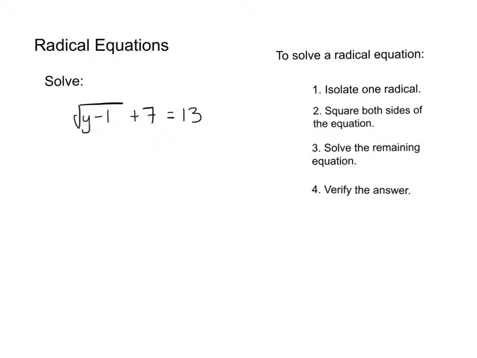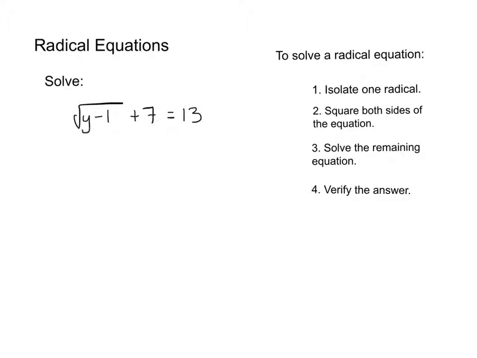So, solving radical equations. To solve a radical equation, the first thing is to isolate one radical. Most of them will only have one radical, so you just isolate the radical. But if there's more than one, you start by isolating just one of them. Square both sides of the equation, and then solve the remaining equation. The fourth step is verify the answer, which actually is pretty important in this case, which you'll see later on.